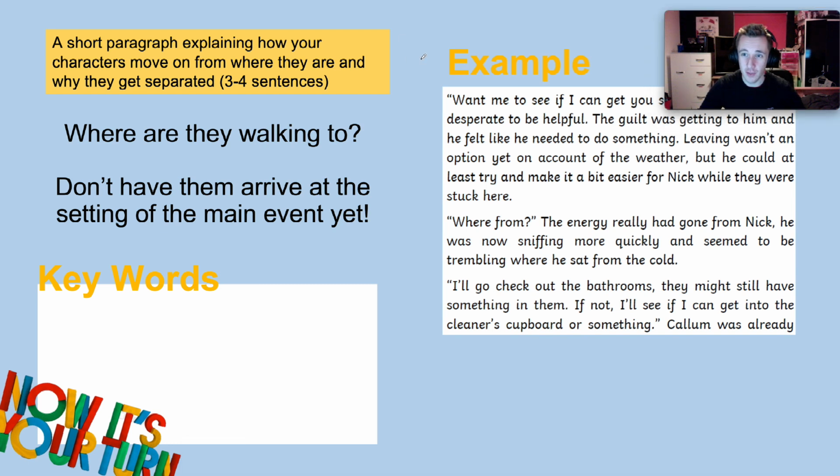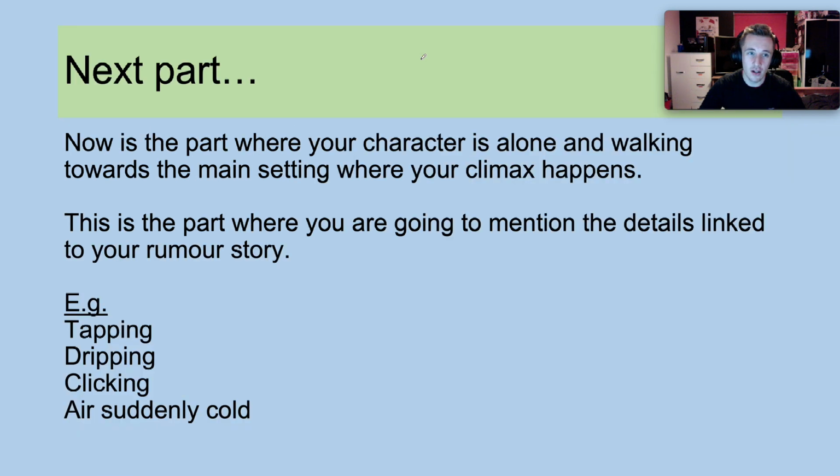Okay, and you're back with me, hopefully. Right, next part, final part. Long part, though, for today, but it's the final part. This is the good bit. This is where your character is alone and is walking towards the main setting of where your climax happens. They're not there yet. Really important. They are not in the setting where it's going to happen yet. They're not in that particular room yet. They're walking towards it.